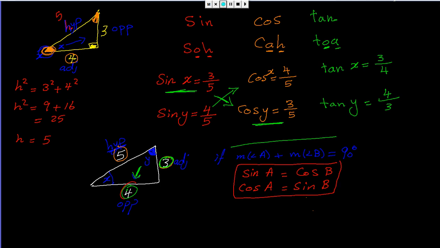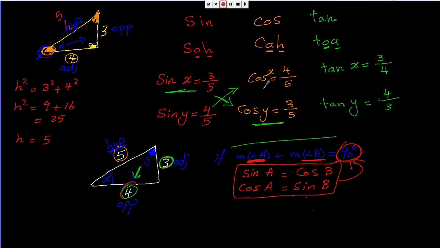So if we have two complementary angles, complementary angles meaning their sum equals 90 degrees, then sine of the first angle equals cosine of the second angle, and cosine of the first angle equals sine of the second angle. Okay. What else? What if we divide sine x divided by cosine x?